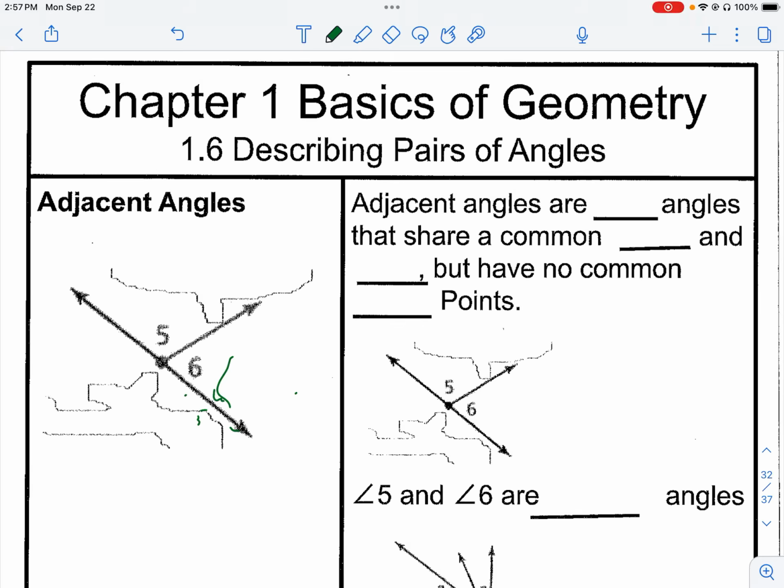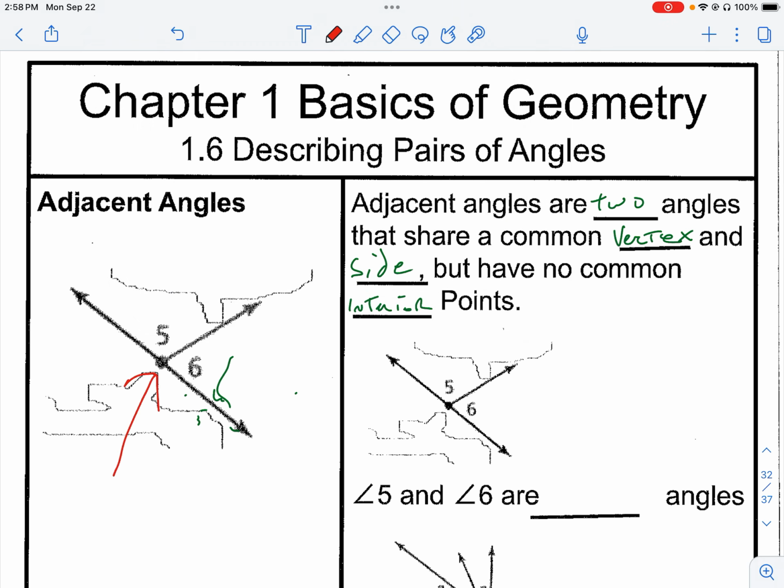All right, so in this section, we're going to talk about pairs of angles. And of course, if we have a pair, that means we have two. So adjacent angles. Adjacent angles are two angles that share a common vertex and side, but have no common interior points.